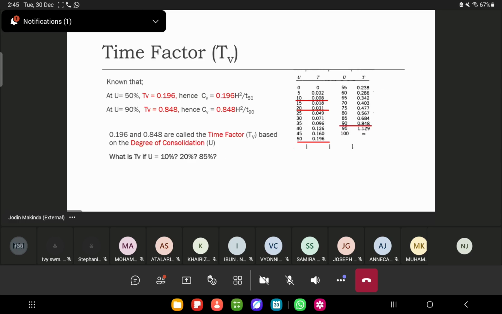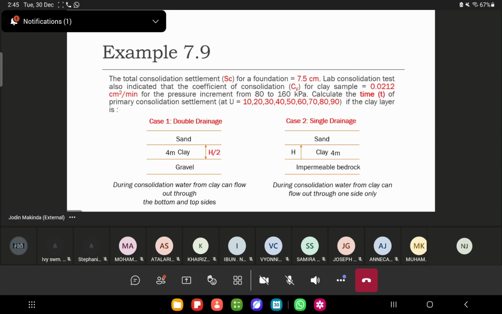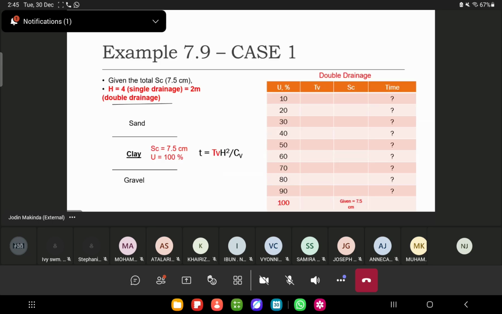Therefore, in order for us to solve case 1 and case 2, let's separate them into two solutions. This is solution number 1, double drainage.